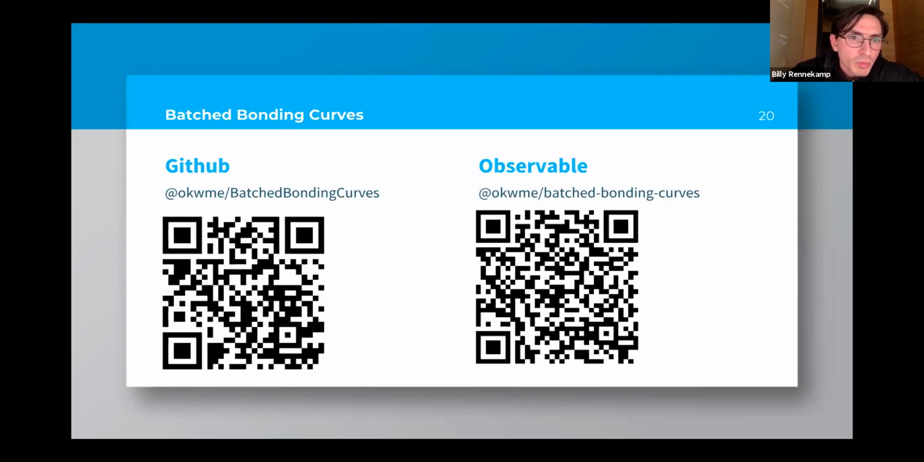So there's a GitHub repository with implementations of the first two on my GitHub at OKWithMe/batch bonding curves. There's a QR code if you want to go there directly. There's also this Observable document that I mentioned, which is kind of like a Jupyter notebook. It has working functions and working code built into some markdown.